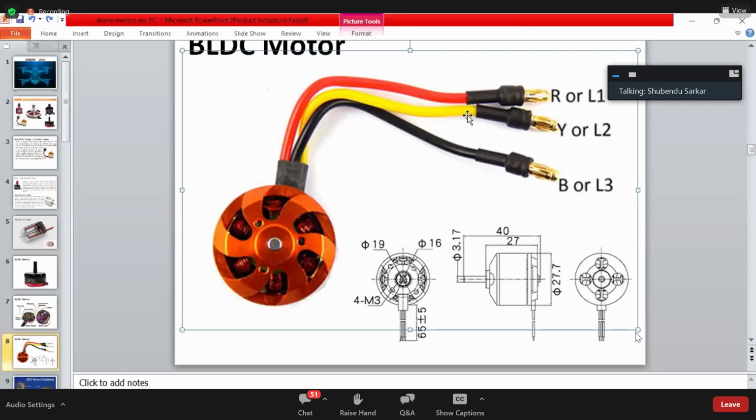Remember one thing, if we are talking about BLDC, a drone BLDC always contains three wires. Always. Why? What is the role of these wires? We are going to explain step by step. The point is that in a normal DC motor, we have just two wires, positive and negative. That's it. It's going to work. But in BLDC, why do we have three wires? What is the necessity of it? Now listen up.